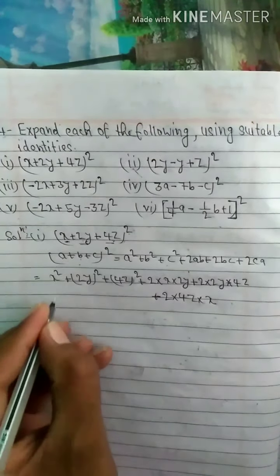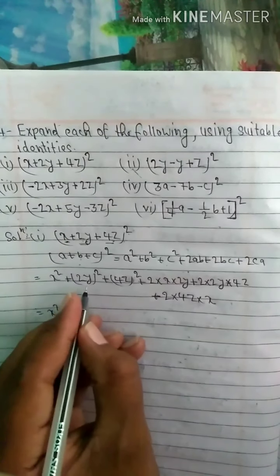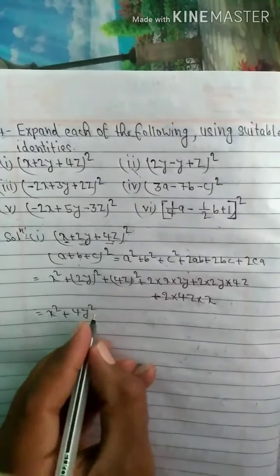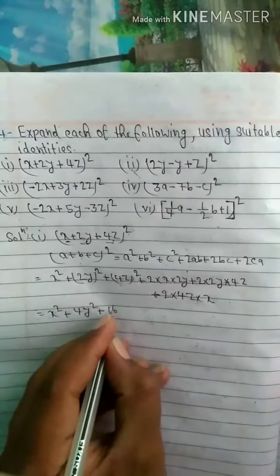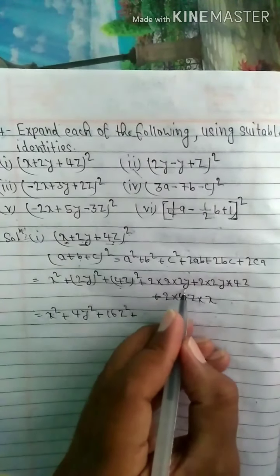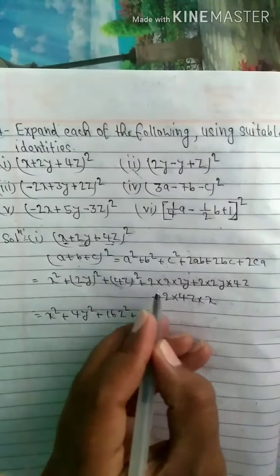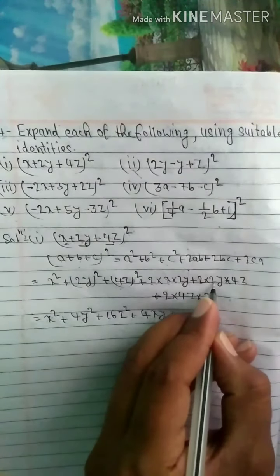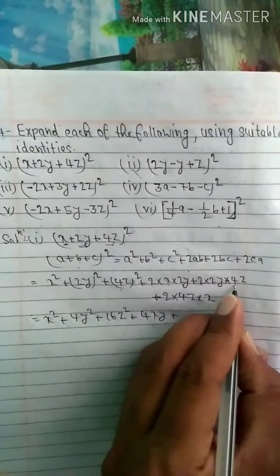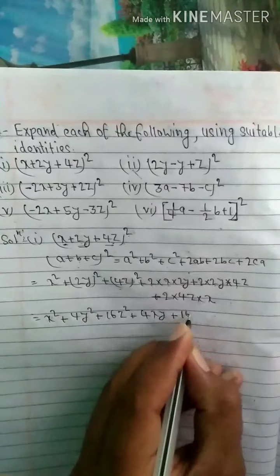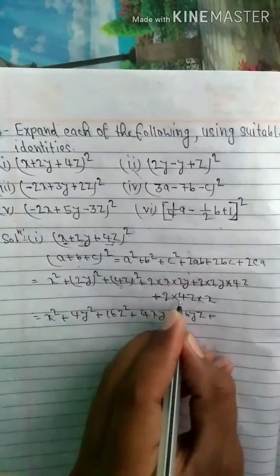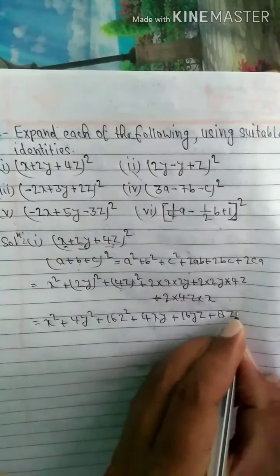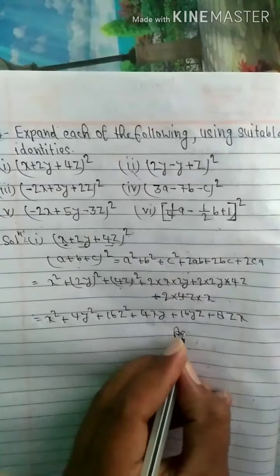And now simplify this to x², as it is x², (2y) whole to the power 2, so now we get 4y², plus (4z) whole to the power 2, 16z². And now multiply this, 2 into x into 2y, 2 times 2 is 4, so 4xy, plus 2 into 2y into 4z, 2 times 2 is 4, 4 times 4 is 16, so 16yz, plus 2 into 4 is 8, into z into x, that is 8zx. So now this is your answer.